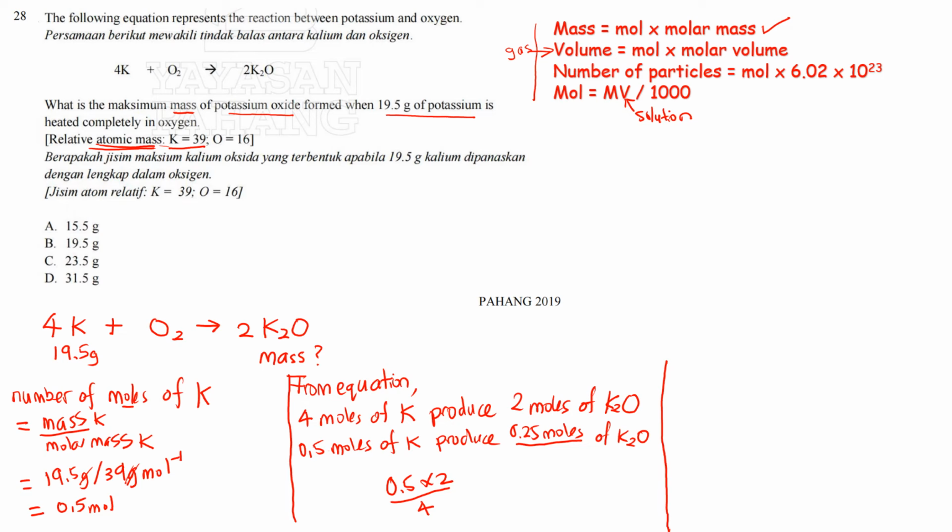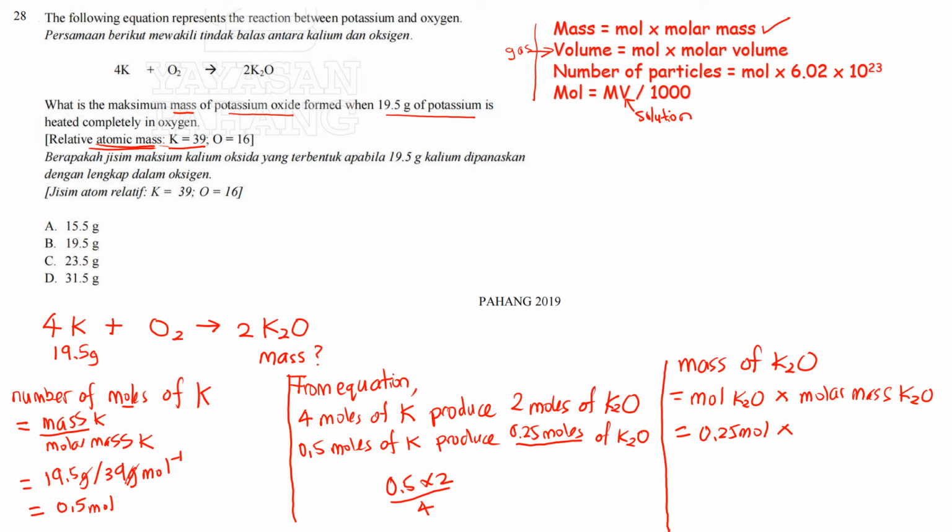So we go back to the formula just now. Mass is equal to mole times molar mass. Now we want to find the mass of potassium oxide. Mass is equal to the mole of potassium oxide times the molar mass, and the molar mass here also refers to potassium oxide. The number of moles of potassium oxide you already got at the second step, 0.25. You just substitute 0.25 mole times the molar mass of potassium oxide.